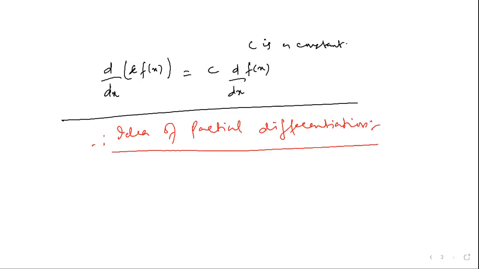This d by dx of some function is sometimes called total derivative or simple derivative. Now, partial differentiation is important when we talk of functions which depend on more than one variable, right? Suppose we have some function which depends on three variables, x, y, and z. Then it is written this way, and we read it as dou f by dou x.